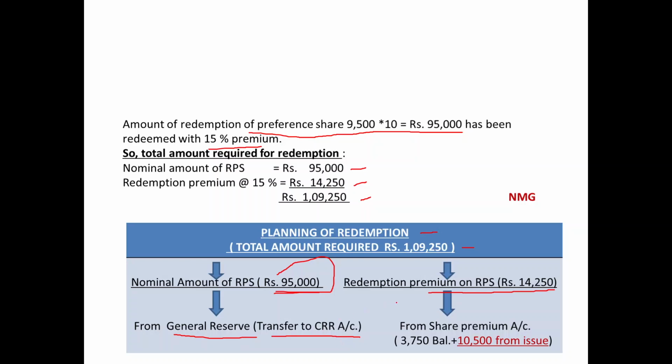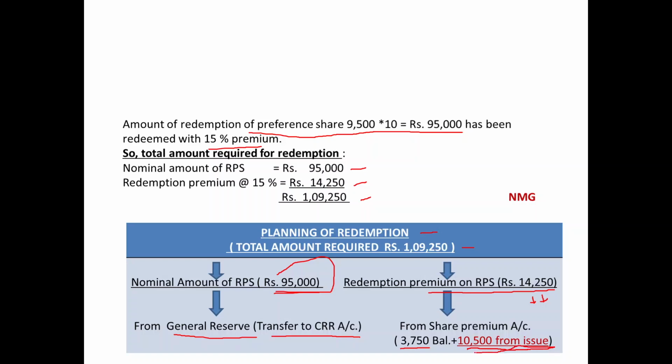Second, portion: redemption premium on RPS 14,250. In the balance sheet, share premium has been given, opening balance 3,750, but we need 14,250. In point number 5, it has been said during the year new equity shares were issued at 10% premium. So due to this new issue, you are going to receive some share premium also. Later on, we are going to verify it also. But that amount is 10,500 from new issue.